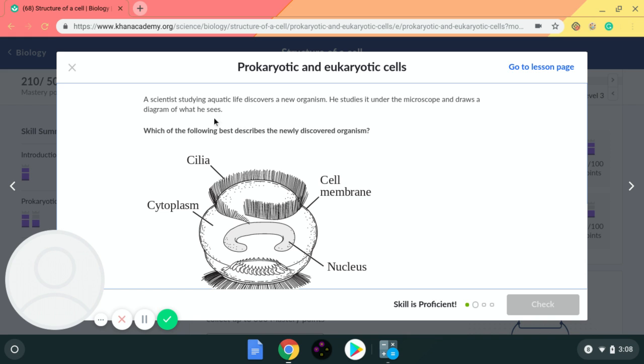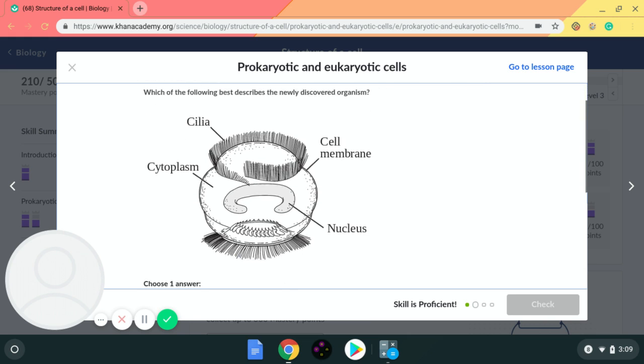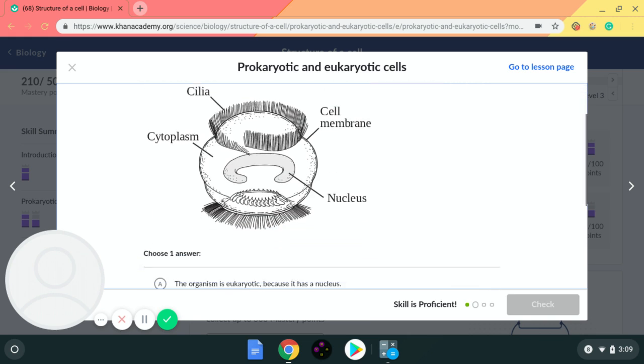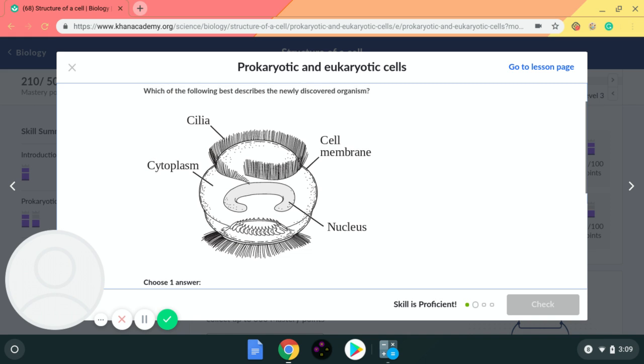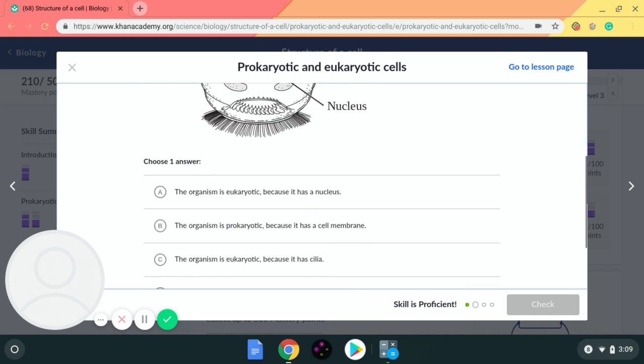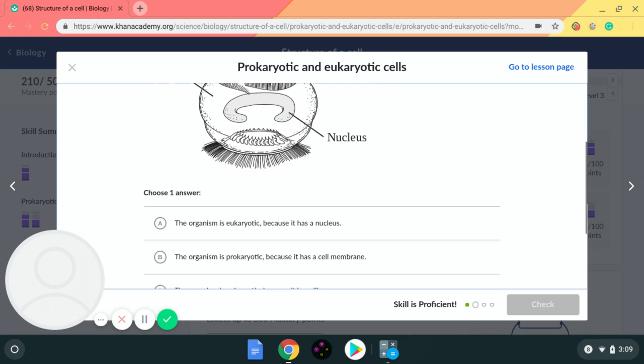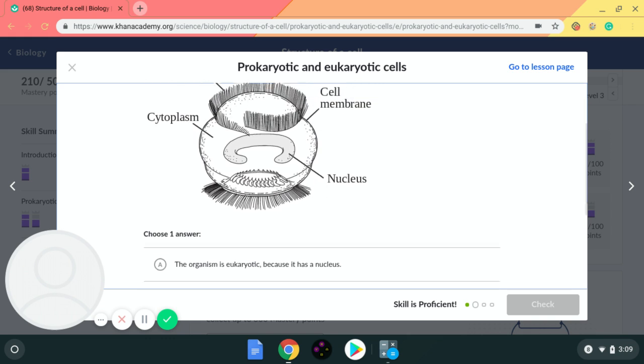A scientist studying aquatic life discovers a new organism. He studies it under a microscope and draws a diagram of what he sees. Which of the following describes the newly discovered organism? So it has cilia, a cell membrane, cytoplasm, a nucleus. It's pretty much going to be a eukaryotic one, simply because it has a nucleus. Remember, prokaryotes don't tend to have nuclei. Instead, they have a nucleoid.